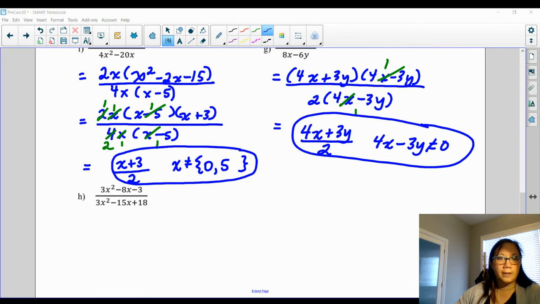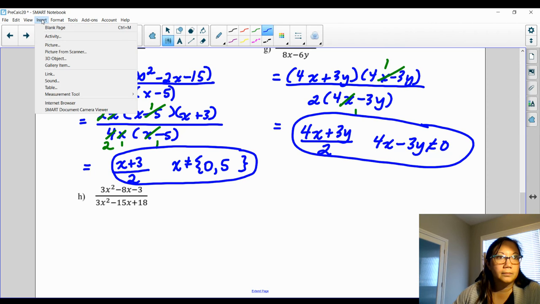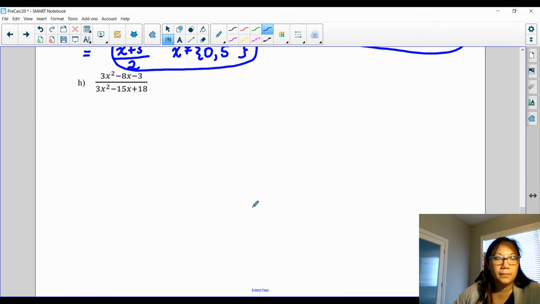Pardon me, guys, just trying to figure out how to add a bit more space on my page. I think this, yeah, there we go.